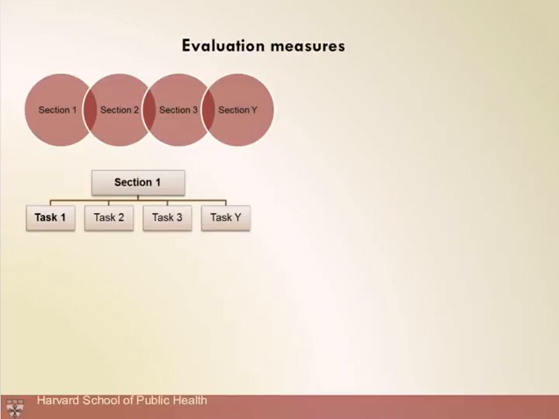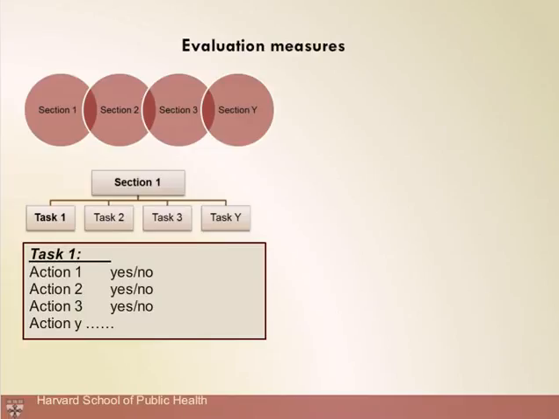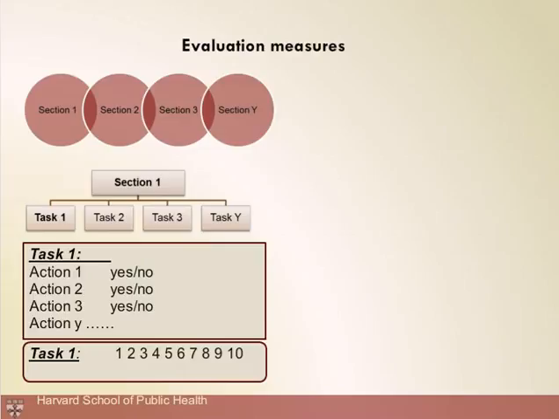By the use of our evaluation approach, the evaluator will judge the performance of the system observed on Task 1 by the use of a checklist of actions and assess if the actions were accomplished or not, yes or no, and judge how well overall Task 1 was performed using a scale from 1 to 10.